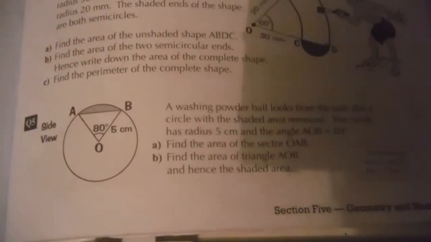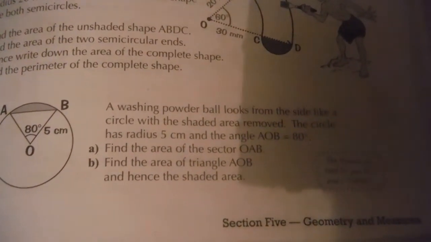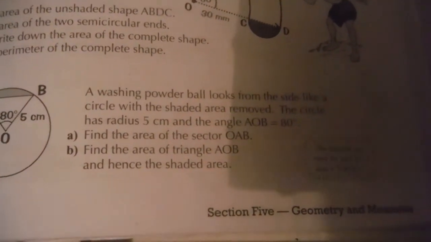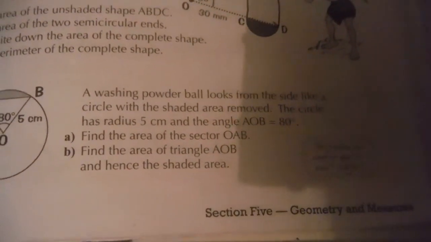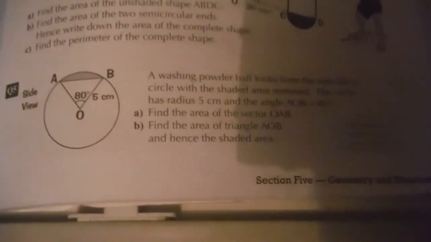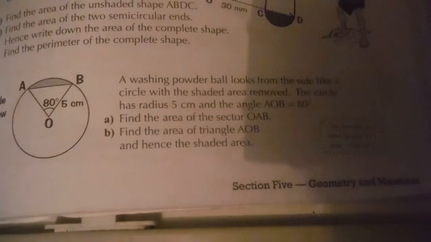We're on question 5 now. A washing powder ball looks from the side like a circle with a shaded area removed. The circle has the radius 5 cm and the angle AOB is 80 degrees. Question A: Find the area of the sector OAB.